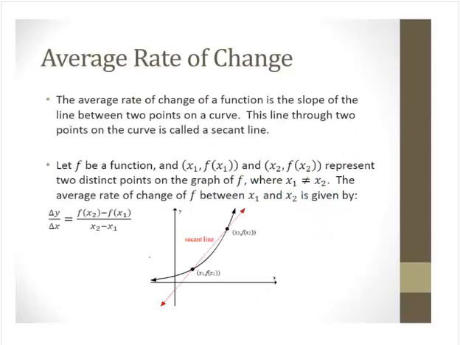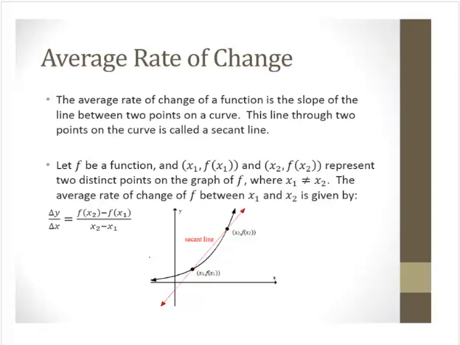All right, a couple other topics related to functions. A line has a constant rate of change, and we call that the slope of the line. Curves do not have a constant rate of change. We can define something called the average rate of change between 2 points on a curve. The average rate of change of a function is the slope of the line between 2 points on the curve. This line through the 2 points on the curve is called a secant line. So basically, we're just finding the slope of a secant line through 2 points on the curve.